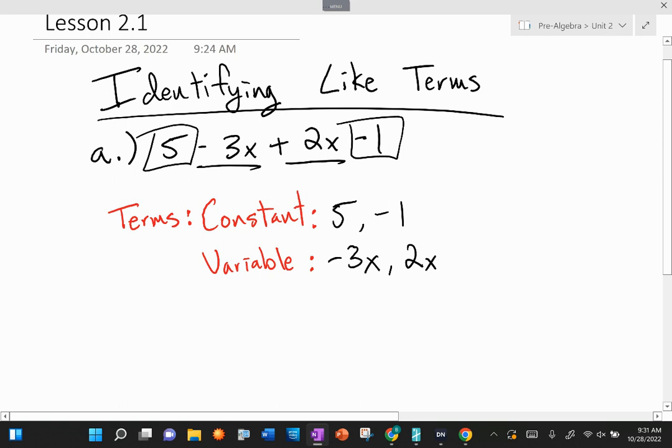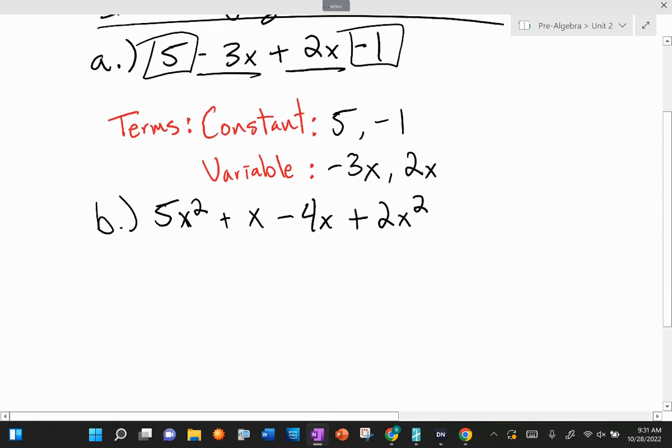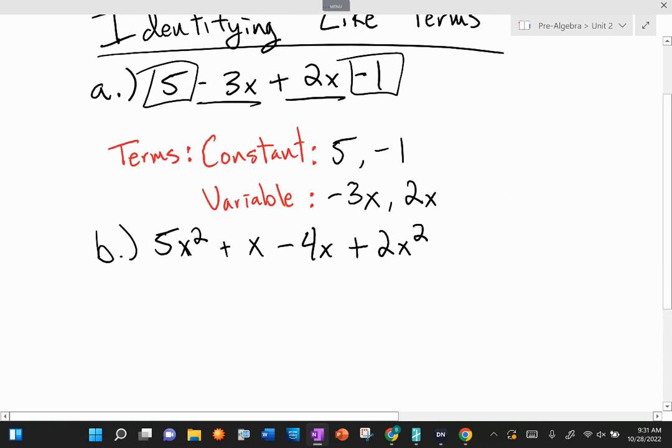Okay, so let's look at B. We got 5x squared plus x minus 4x plus 2x squared. Sort those into constant terms and variable terms.